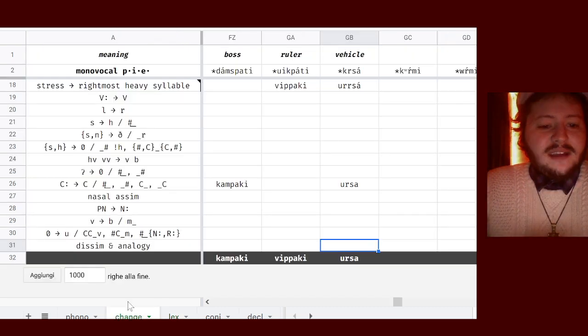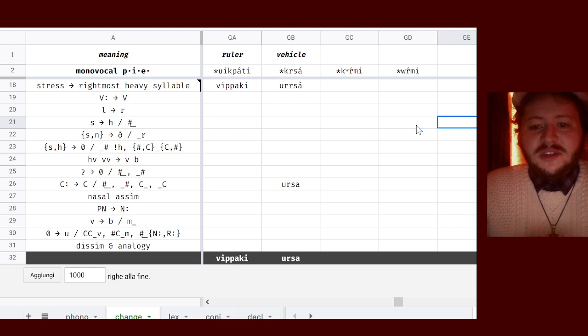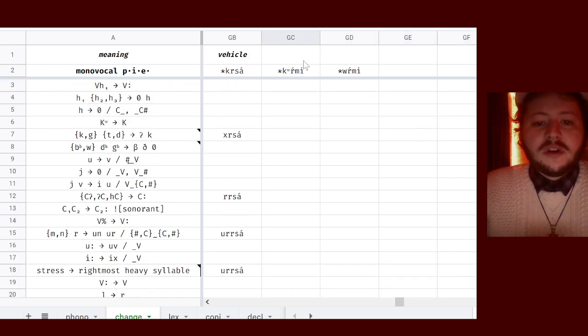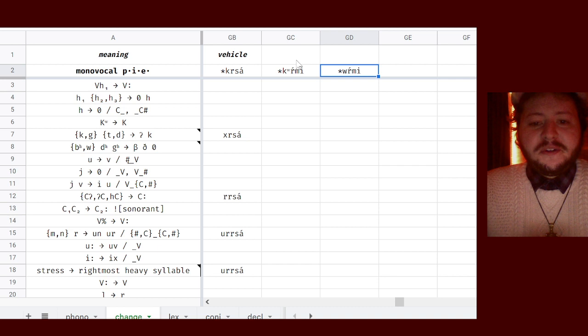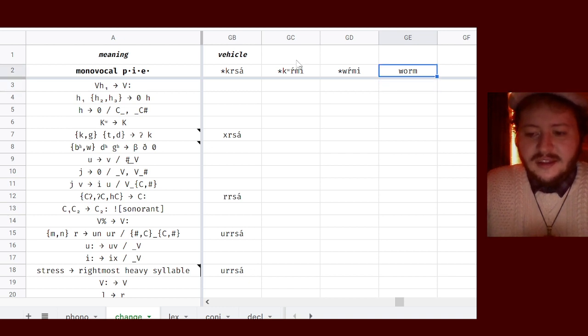Okay, the next word I wanted to do together, and there are two here. I wanted a word for dragon, but I wanted the word for dragon to come from the Proto-Indo-European root for worm, as in like the creature worm, not like serpent worm, but like worm.